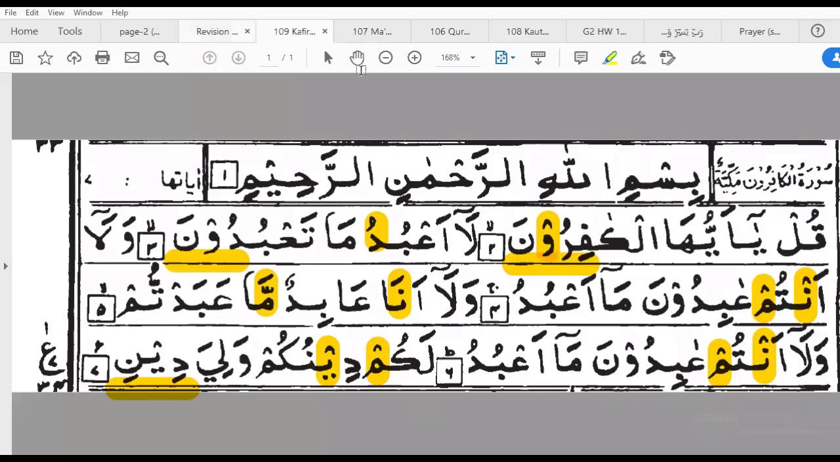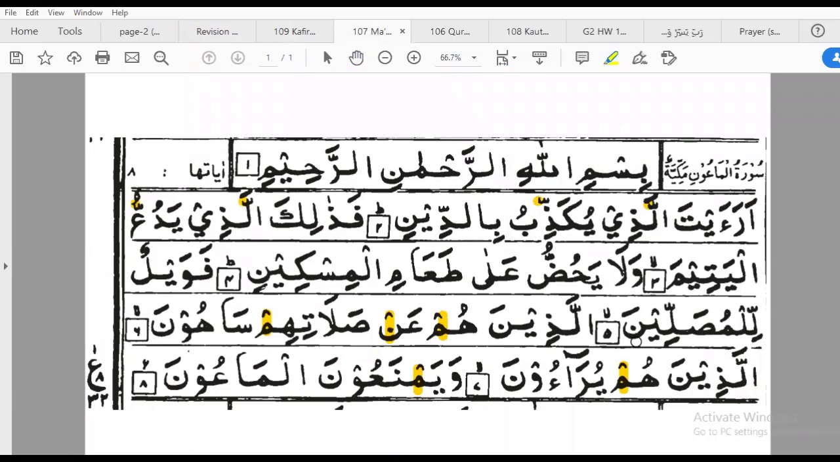Okay, so the next surah that I have in front of me is Surah Al-Ma'un. Okay, now in this surah, again, I have highlighted some rules. So could I please have a student on the mic quickly?